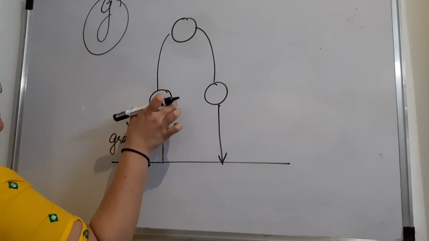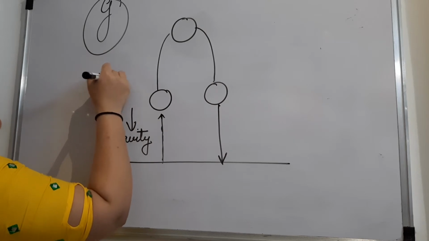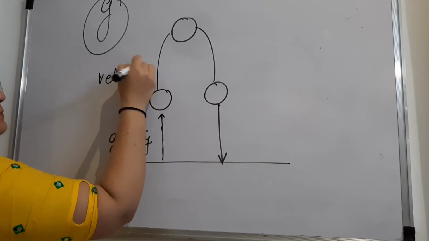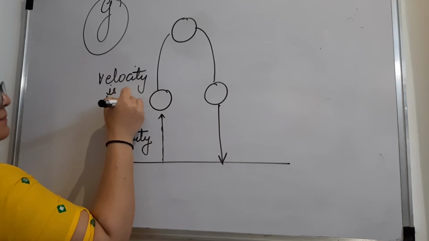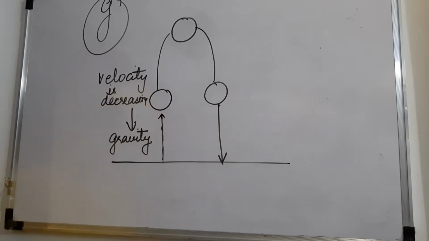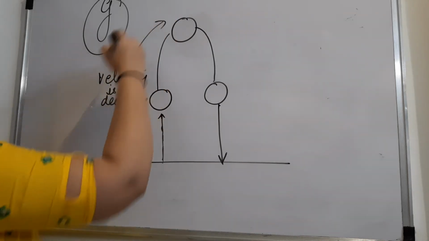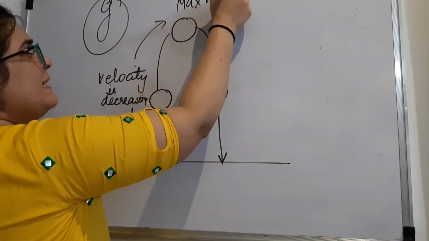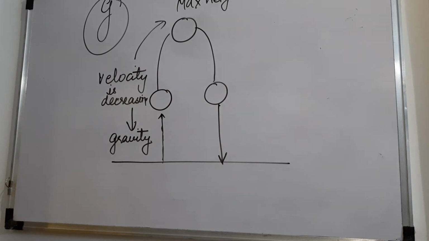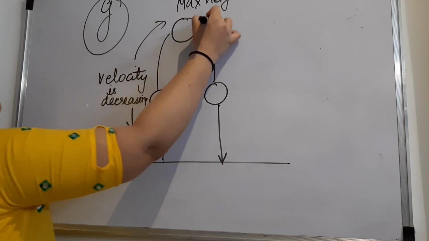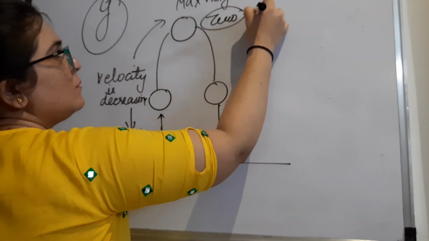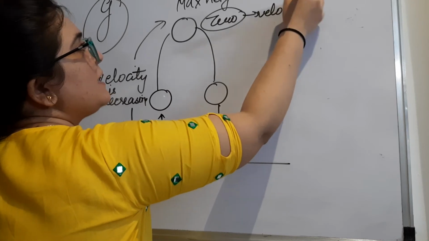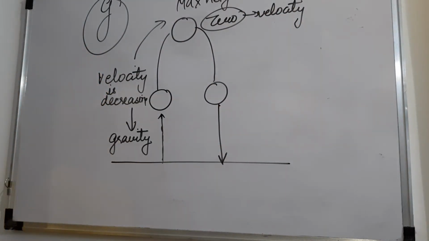So what is happening? As and when the object is moving up, the velocity is decreasing. As the ball goes up, the velocity will keep on decreasing, but motion is happening. Now what will happen? It will reach its maximum height. Once it reaches its maximum height, the velocity at this particular instant will become 0.